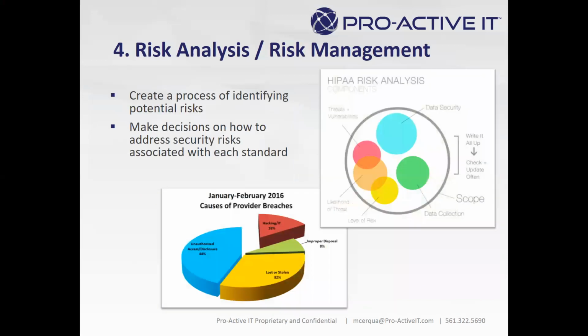Okay, moving right along to the 4th step, risk analysis. One needs to develop a risk analysis strategy and demonstrate risk management. Again, no prescription for a specific type of risk analysis or risk management methodology. And it can be pretty difficult to do this just because of all the different levels of detail and the variations within each covered entity and the business associates. But the bottom line here is one needs to create a process of identifying potential risks, and one also needs to make decisions on how to address those security risks associated with the standard.